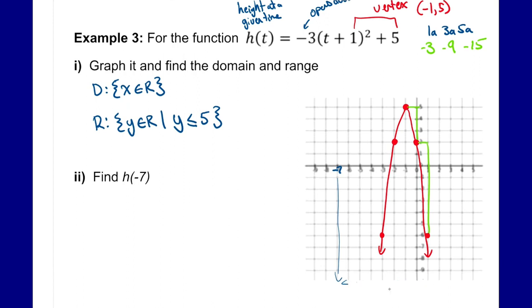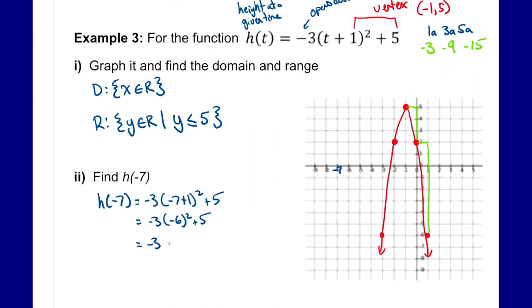We can't see it on our graph, but what we could do, because we have the equation, we can use that. So h at -7 is equal to -3 times -7 plus 1 squared plus 5. We can go through and solve or calculate. -3 times -6 squared plus 5. -3 times 36 plus 5. We get -103.